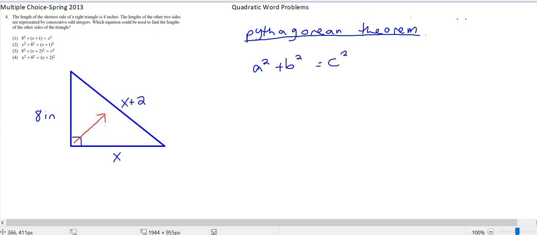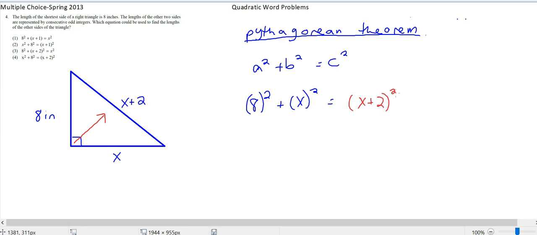So what do we know? Let's plug in what we know. We know that one leg, it doesn't matter which leg is a and which leg is b, is going to be 8. So let's say a is 8. So a squared plus the other leg, which is x, so b squared, x squared, is equal to the hypotenuse squared, which is x plus 2 squared.